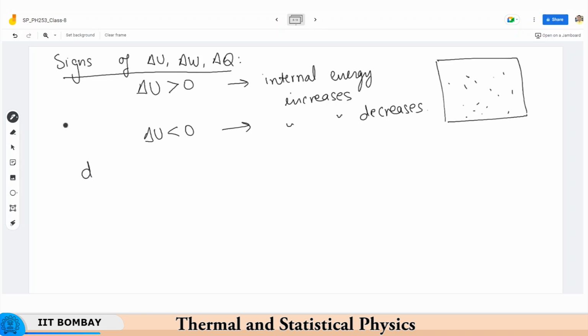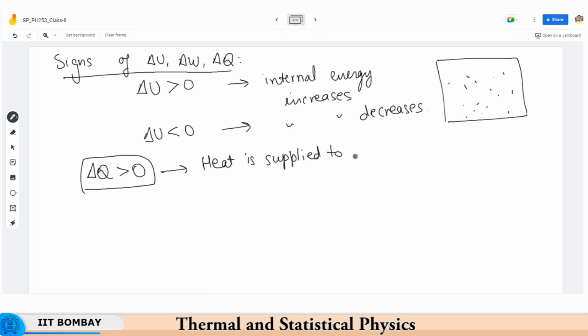we call delta Q positive if heat is supplied to the system. So if the system is gaining heat, if we are transferring energy from outside to inside, in that case we will say that delta Q is positive and heat is supplied to the system. But in the other case, if delta Q is negative, that means heat is removed from the system.